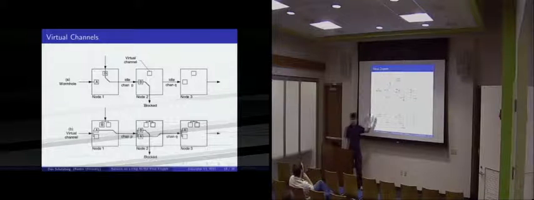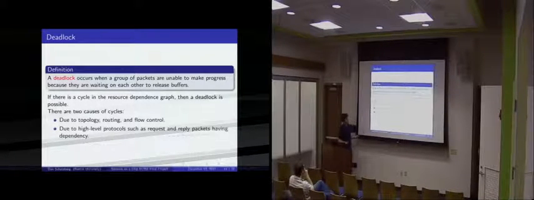My next slide will talk about other uses of virtual channels, and that has to do with deadlocks. The definition of a deadlock: a group of packets are unable to make progress because they wait on each other to release buffers.